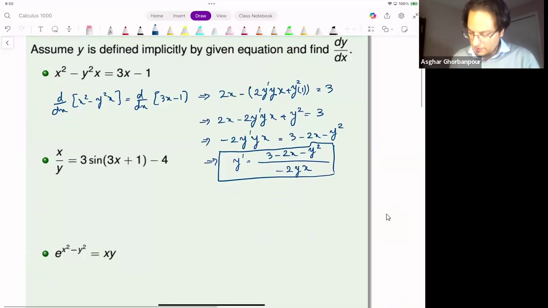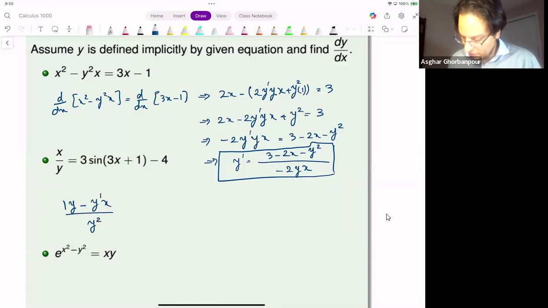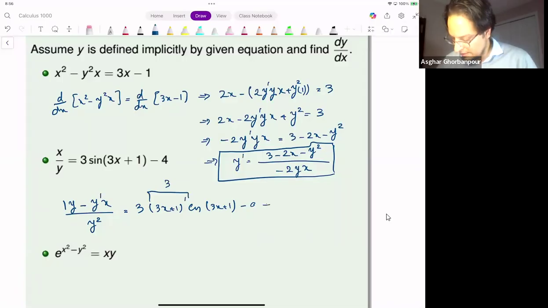And I'll do quickly these ones. So here I have to use the quotient rule: derivative of the numerator times the denominator minus derivative of the denominator times the numerator, over the denominator squared, equals the derivative of that, which is 3, derivative of 3x plus 1 times cosine of 3x plus 1 minus 0. Well, the derivative of 3x plus 1 is 3. So the right-hand side here is 9 cosine of 3x plus 1.